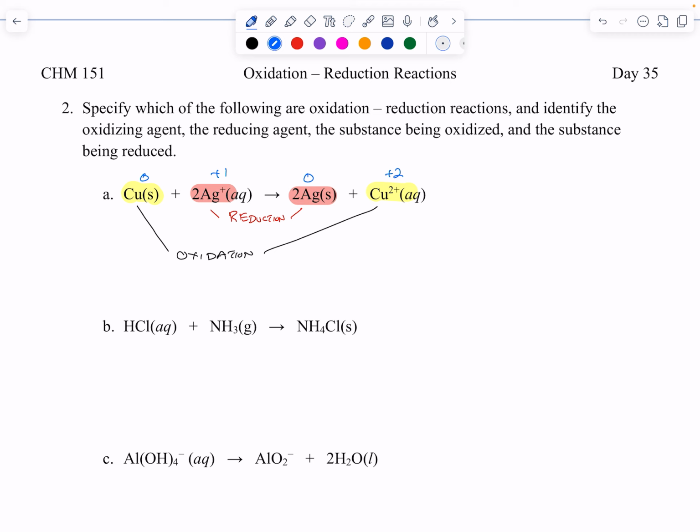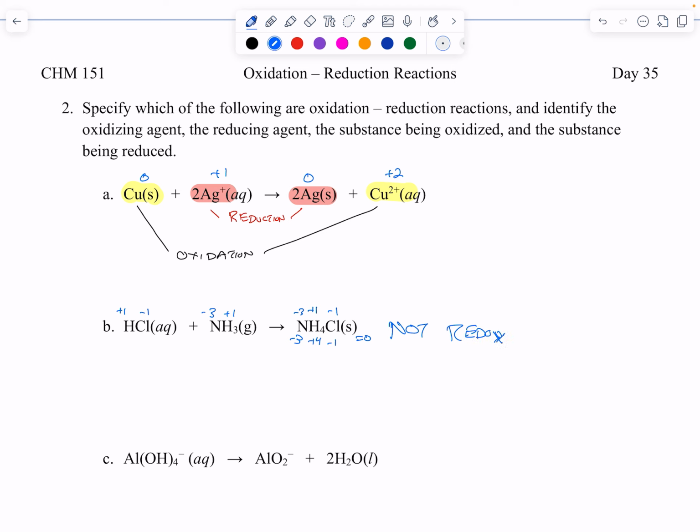B, the next one, HCl. Well, what's our oxidation states? All right, we got +1 for H, -1 for Cl, -3 plus 1. All right, what happens here? Chlorine -1. Hydrogen's +1, +4, -3. That work? Yeah. Nobody changed. So B is not redox.